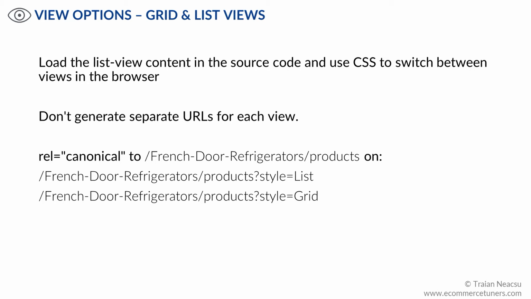For example, these two URLs point the rel canonical to French door refrigerators/products.